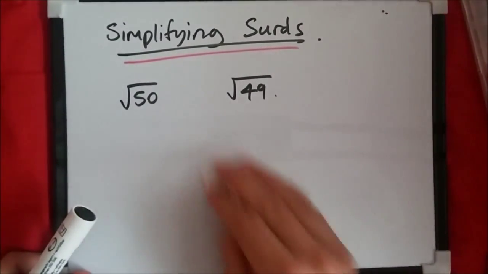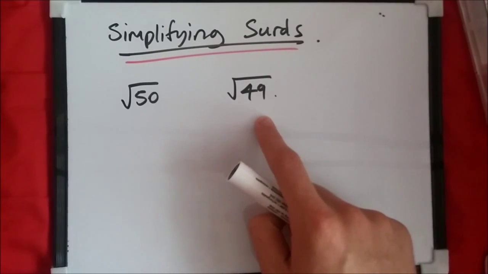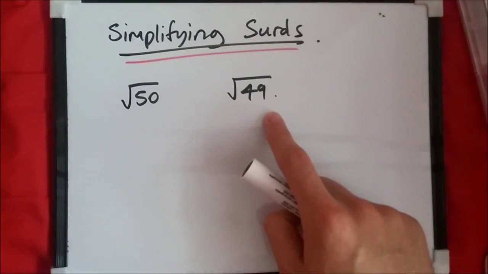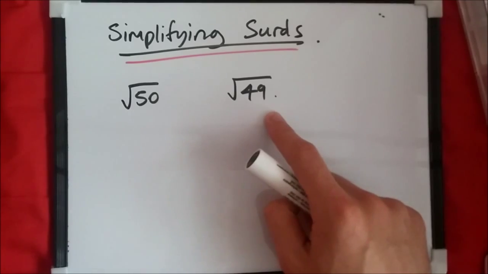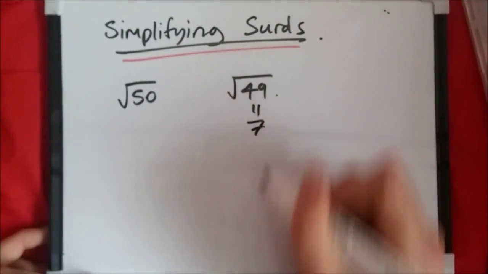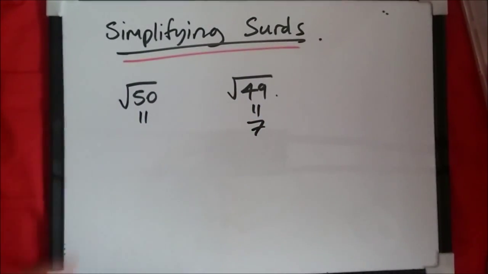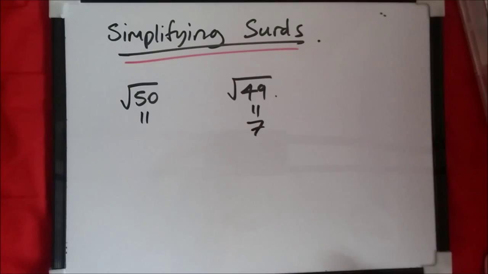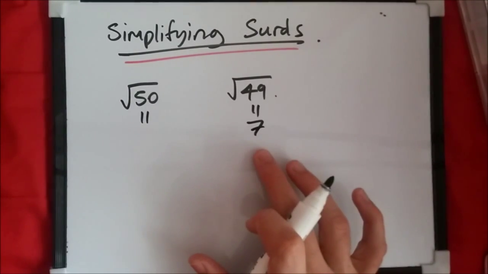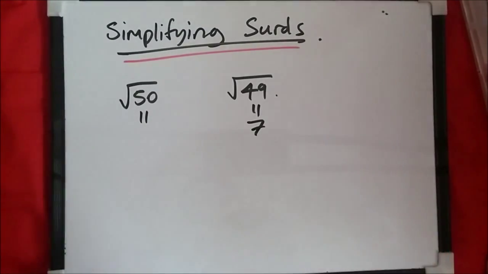Looking at these two values, I hope we know straight away that the square root of 49 is 7, because 7 times 7 is 49. However, unfortunately, 50 is not a square number, because 7 times 7 is 49 and 8 times 8 is 64. So it is between two square numbers.